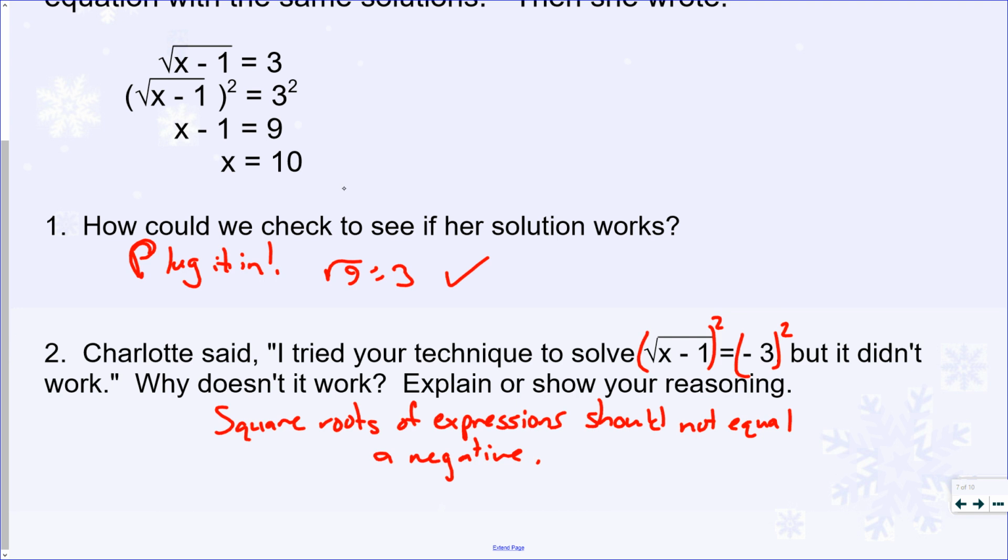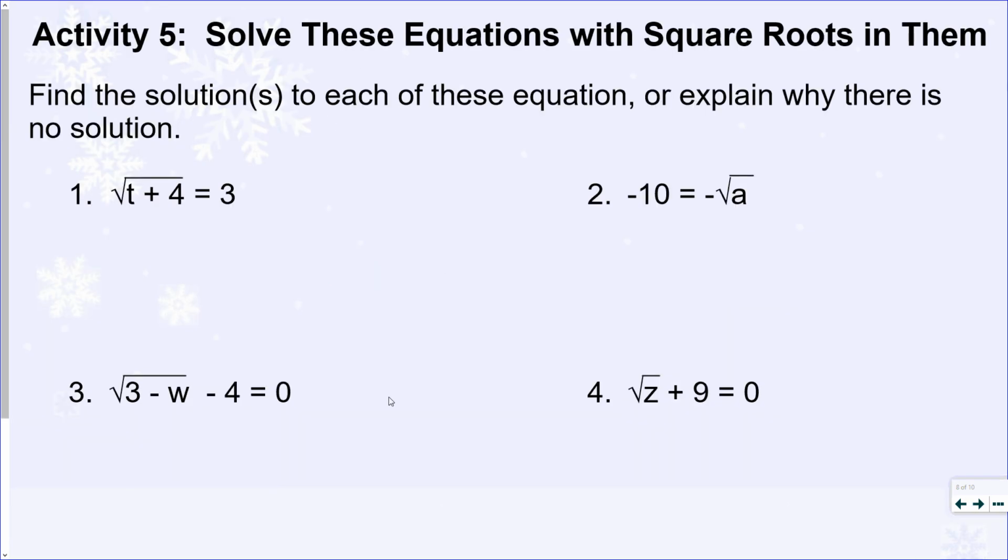So the first one had a solution because the root equaled a positive number. Here, a root equals a negative number, so it won't have a solution. And that's really kind of the meat of this, right? Okay, so let's solve a few equations.